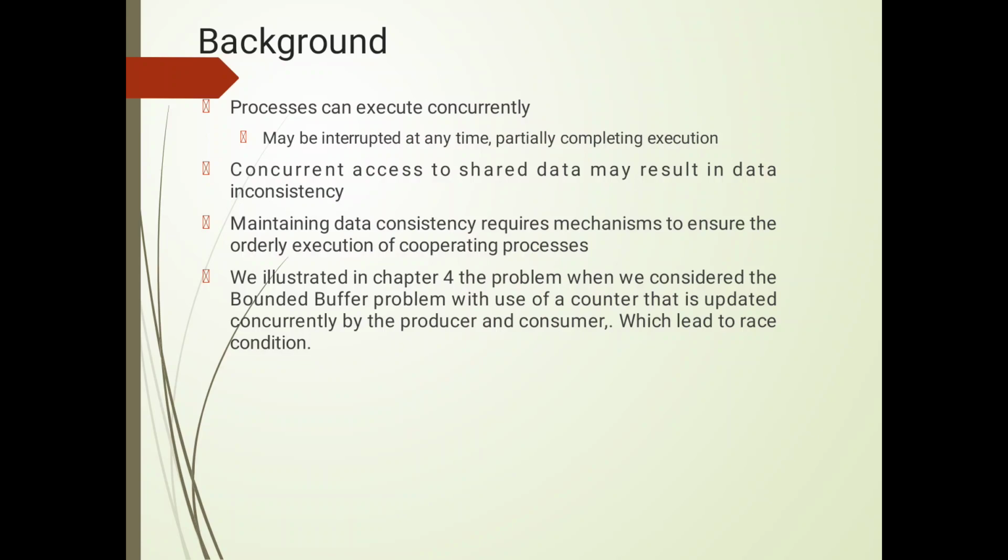Background: processes can execute concurrently and may be interrupted at any time, partially completing execution. Concurrent access to shared data may result in data inconsistency. Maintaining data consistency requires mechanisms to ensure the orderly execution of cooperating processes. To illustrate the problem, consider the bounded buffer problem with a counter that is updated concurrently by the producer and consumer, which leads to a race condition.